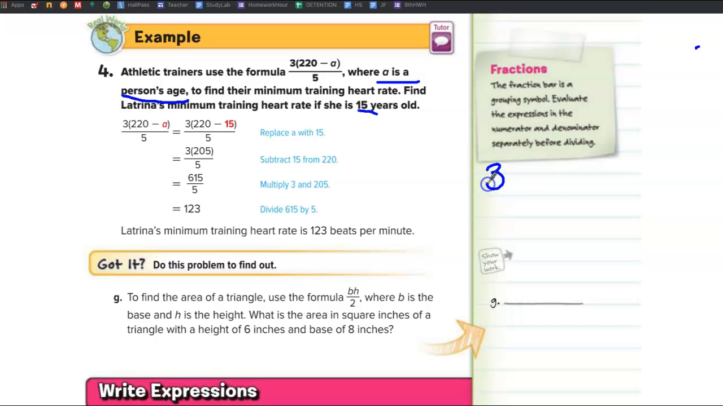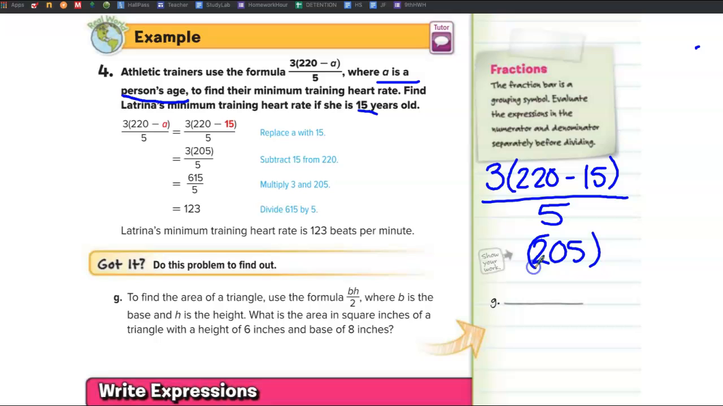Okay, so I would have 3 times 220 minus her age, which is 15, divided by 5. What would you do first to solve, Sam? 220 minus 15. Okay, so what would you get? 205. Still times 3 and divided by 5. Notice I write out everything that I haven't used yet. What would I do next, Joe?